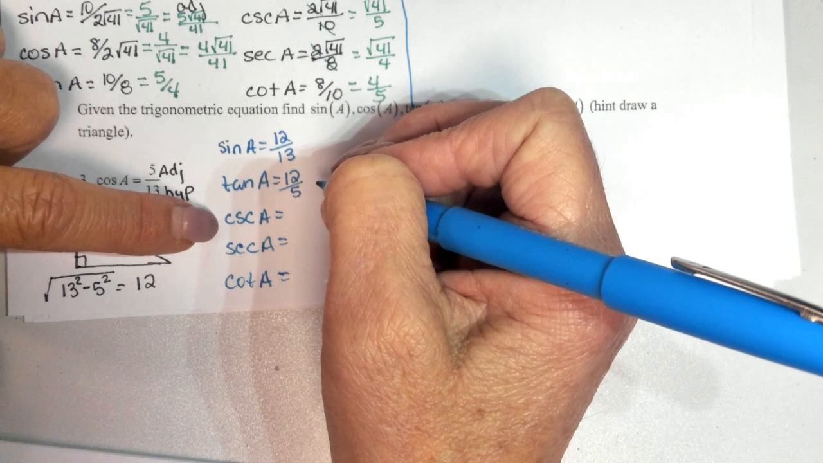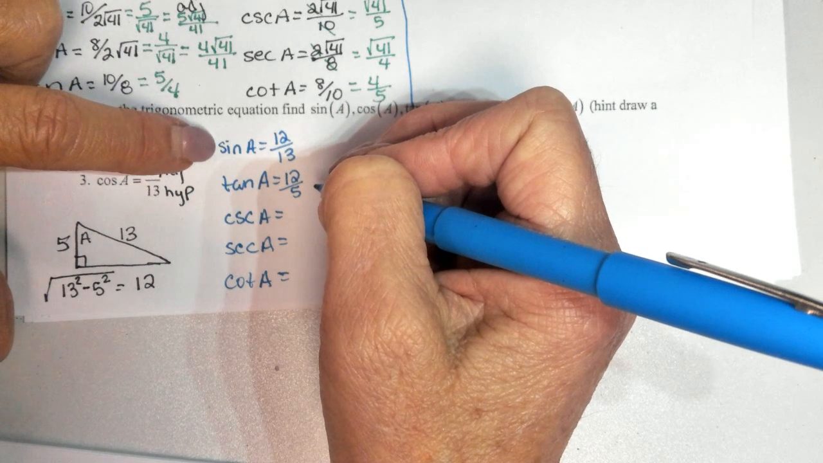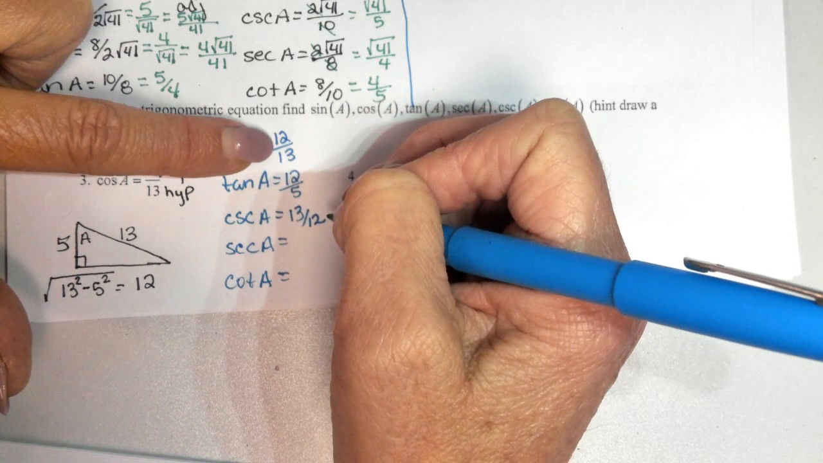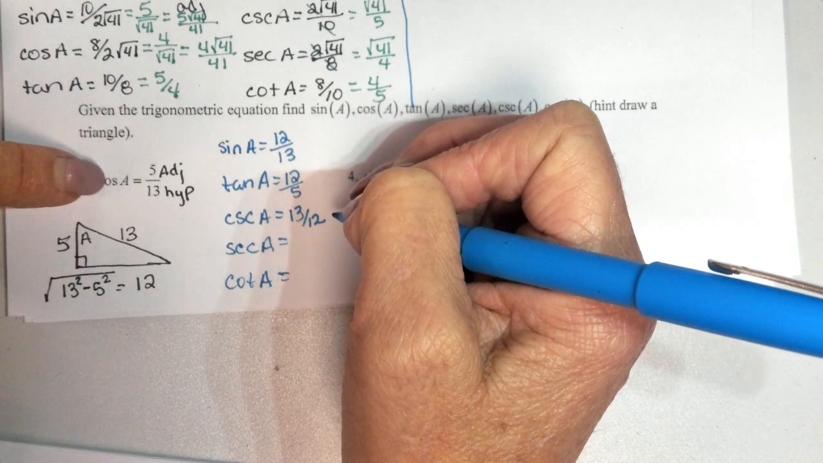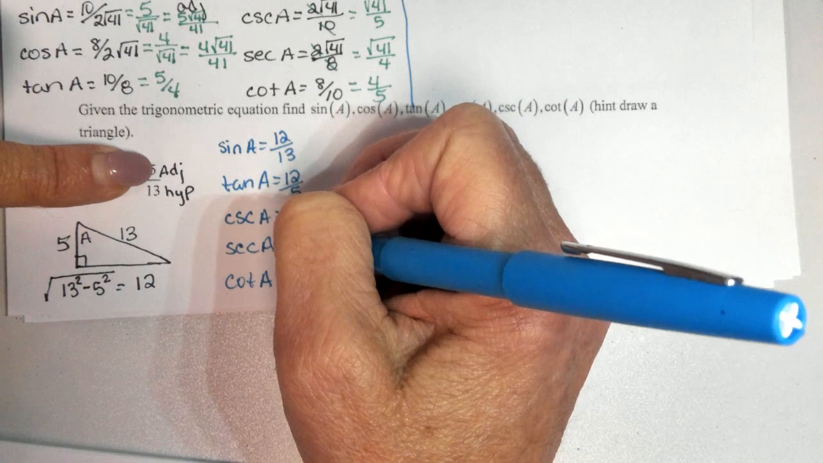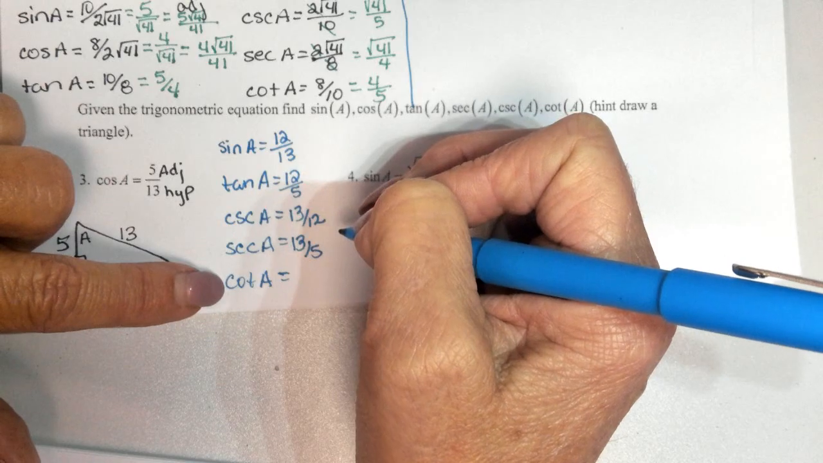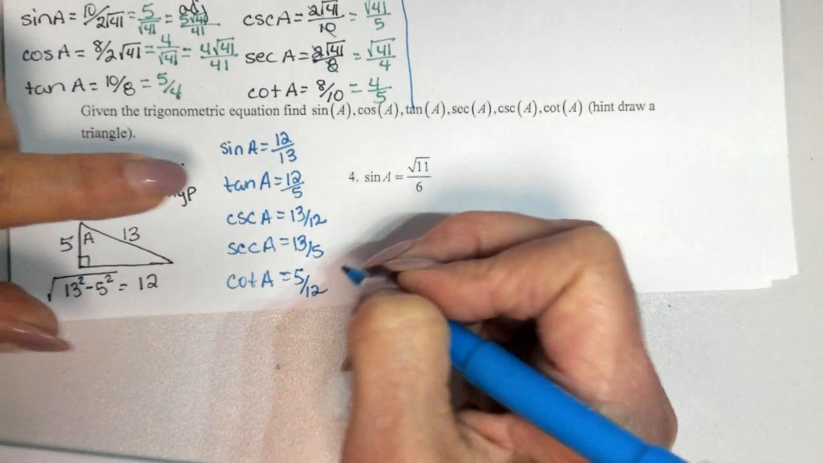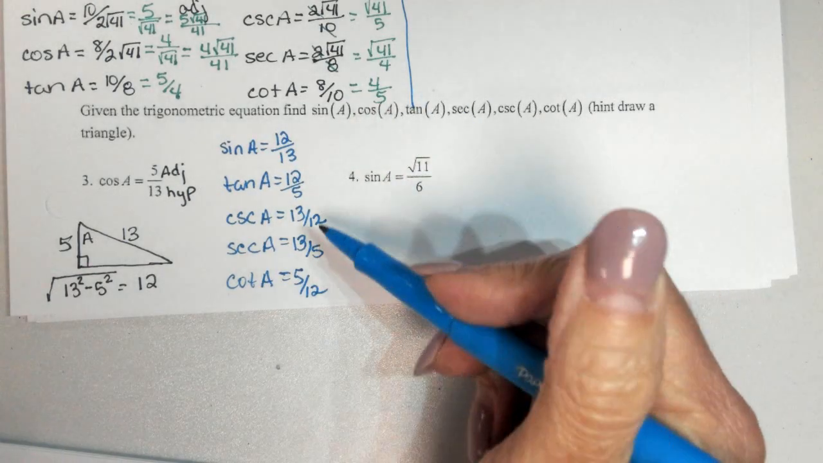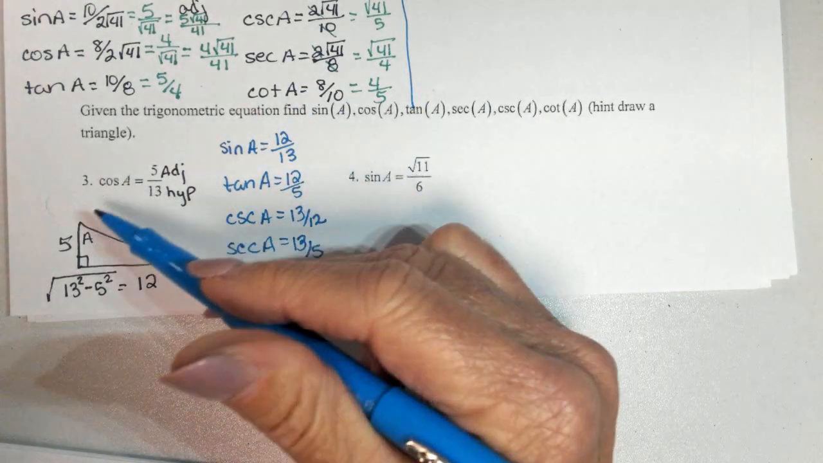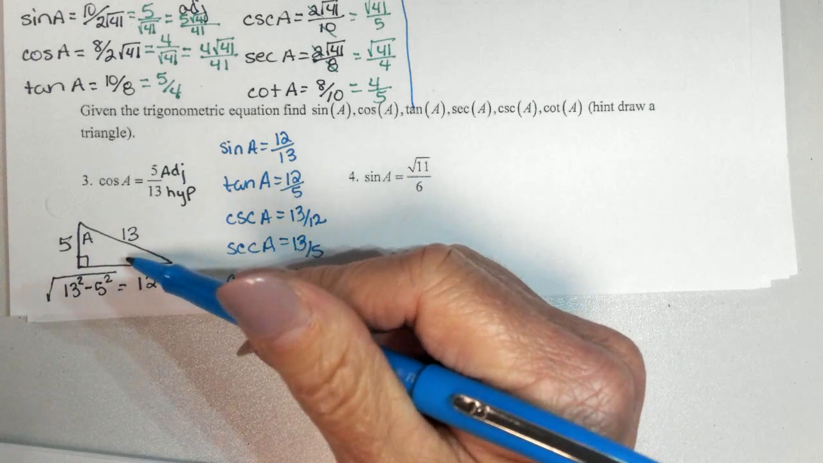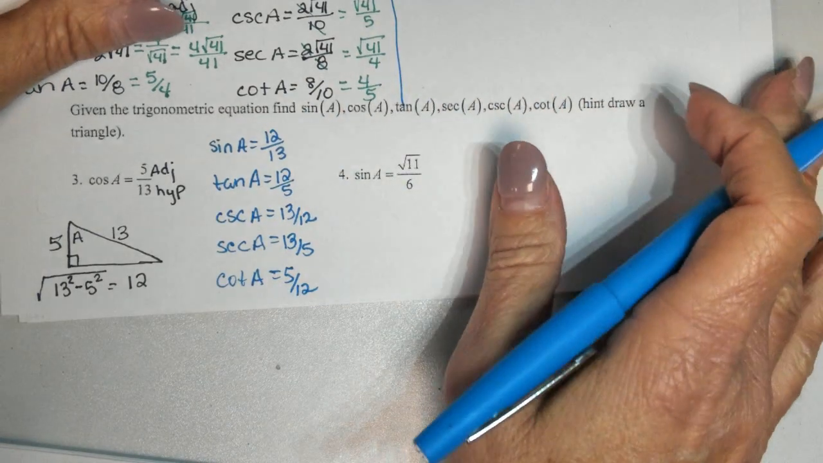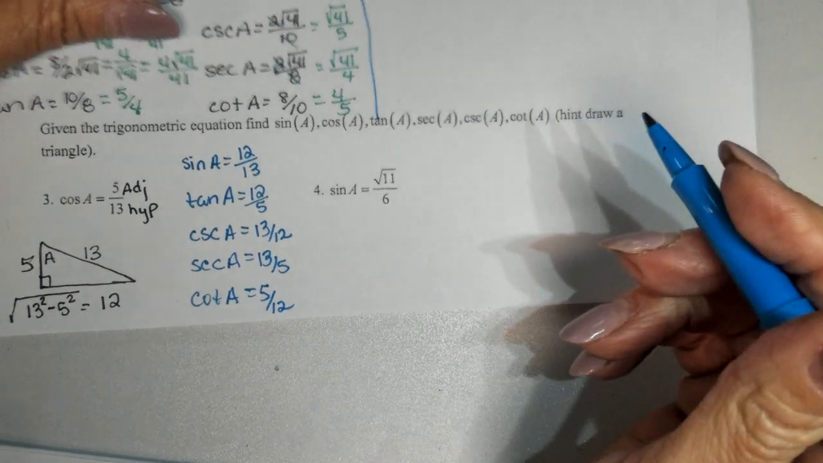My cosecant, it's the reciprocal of sine, so I'm just going to flip the 13 and the 12. Secant, it's the reciprocal of cosine, so this will be 13 to 5. And cotangent, it's the reciprocal of tangent, so it's 5 to 12. All right. Now, that is all 6 of our trig ratios that we needed to practice on, just getting acclimated with our positions and where these sides are in relationship to the angle that we're using.